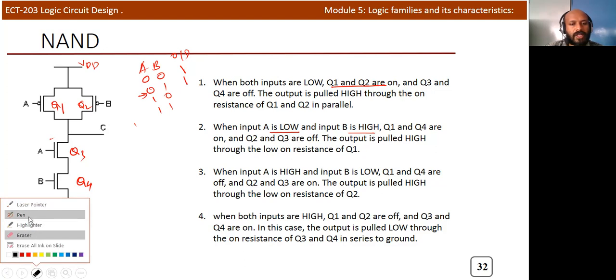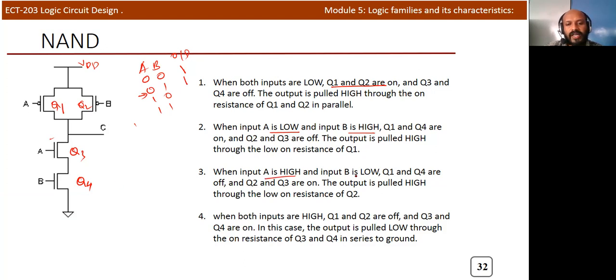Now we need to consider the other input. When A is high and B is low, this transistor will be in the off condition, so there is no current flow. And the B transistor, Q2, will be in the on condition, so there is a path. And here you can say Q3 is in the on condition, but Q4 is in the off condition. Q4 off means there is no current flow to the ground. So current will flow to the output side again, so output will be high. So again you will get high.